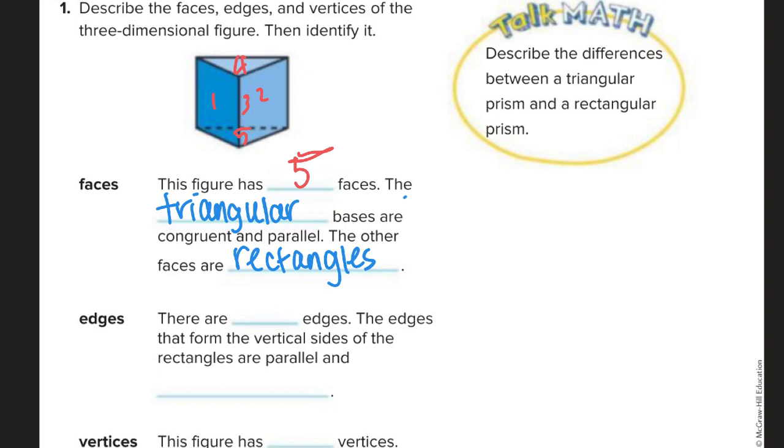Okay, how many edges are there? Let's do edges in green. 1, 2, 3, 4, 5, 6, 7, 8, 9 edges. The edges that form the vertical sides of the rectangles are parallel and congruent.